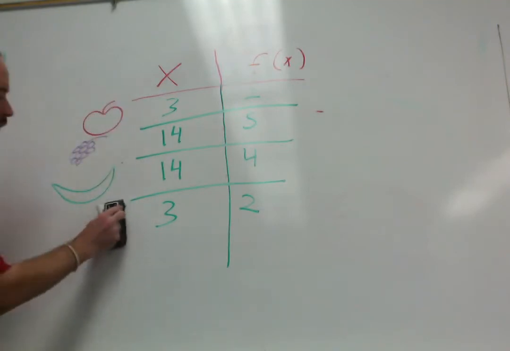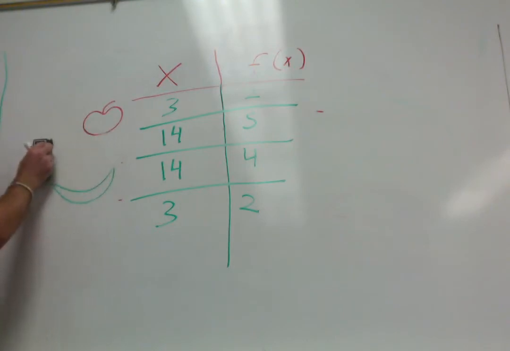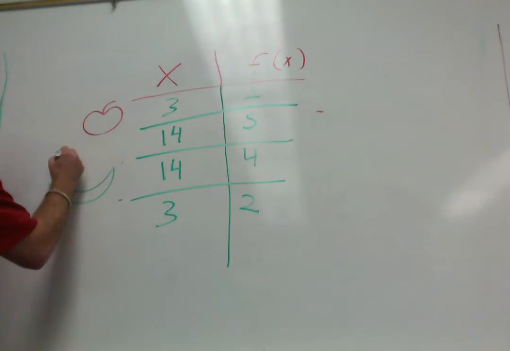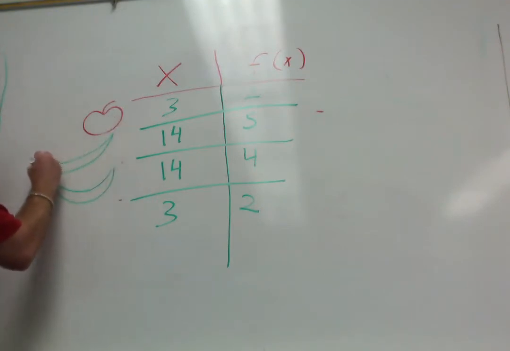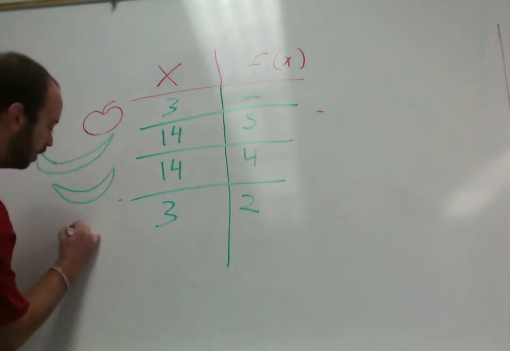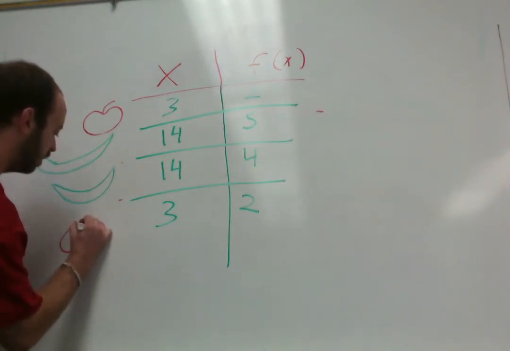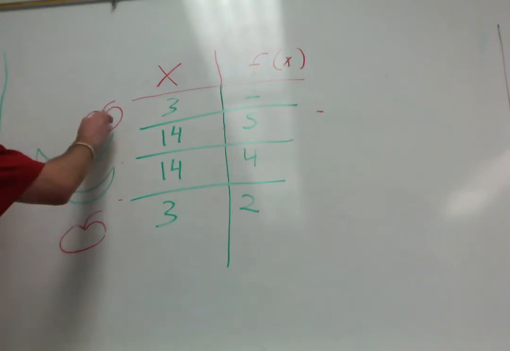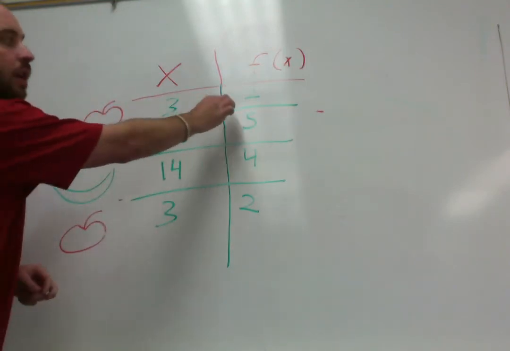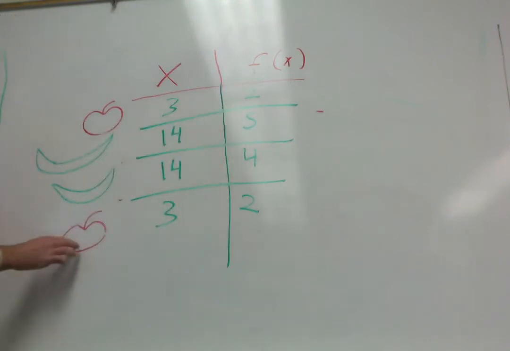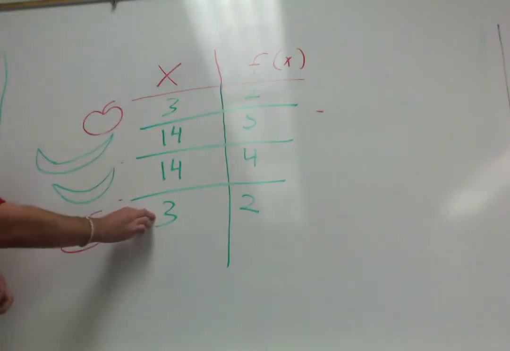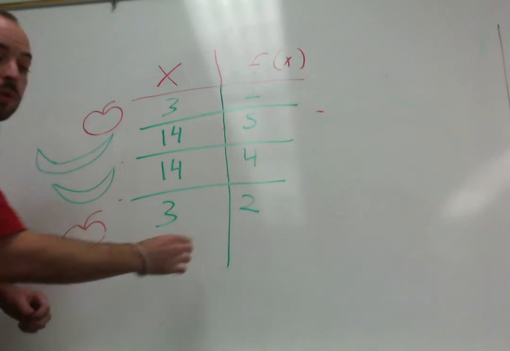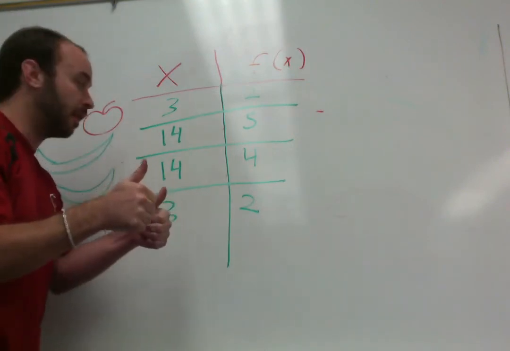So to make this a little bit easier, I'm going to go ahead and switch up the fruits just a little bit. Number 14, that's a green banana. So we have a green banana here also. And the number 3, that's an apple. So what we have here, we put an apple, the number 3, into the machine, and we get the number 2 out. This apple down here, we put the number 3 into the function, we get the number 2 out. So far, so good. Big thumbs up.